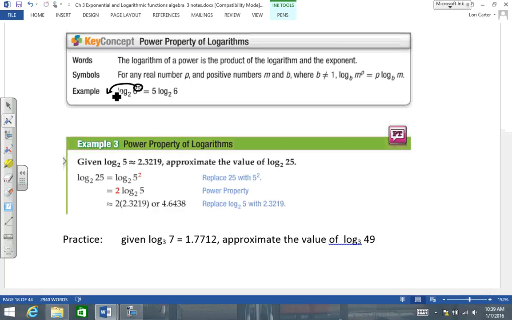I'm going to give you log base 2 of 5 equals 2.3219. I'm asking you to find log base 2 of 25. What do I need to change 25 to? Which base?